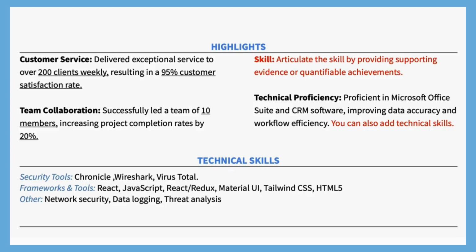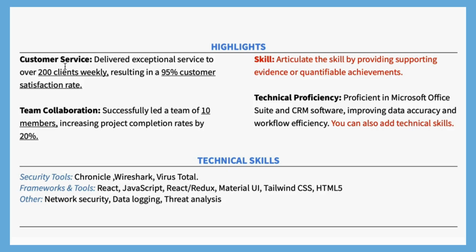The third section of your resume is your highlight section, and it's where you basically show off your skills using supporting evidence or quantifiable achievements. If you cannot quantify your achievements, you can also add software or other technical skills that you may be proficient in. A good example of a highlight section would be this one right here.